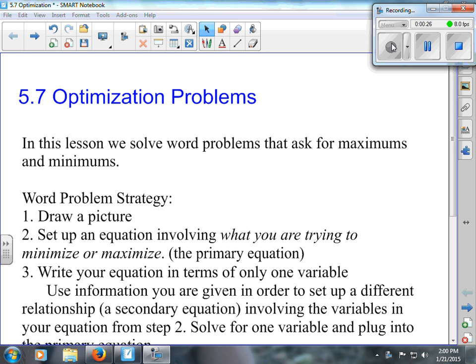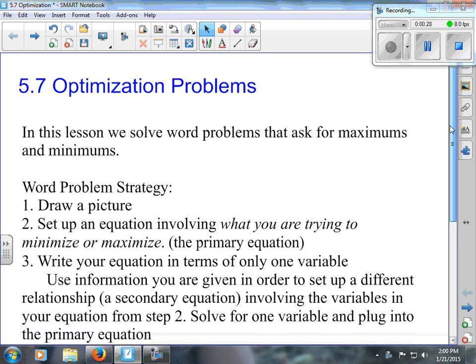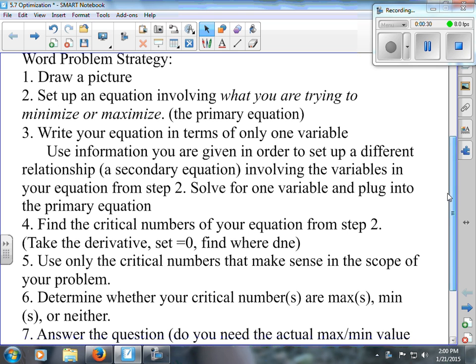Okay, so what I have written down on this very first page is a general strategy that I'm going to follow when answering all of our word problems. First of all, we're going to draw a picture. And then we're going to have to write down two equations, a primary equation and a secondary equation. The primary equation will involve what you're trying to minimize or maximize. And then the secondary equation is also known as a constraint equation.